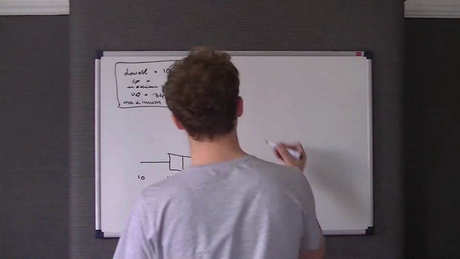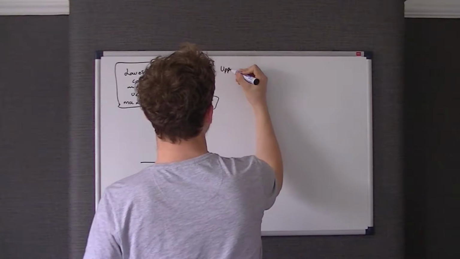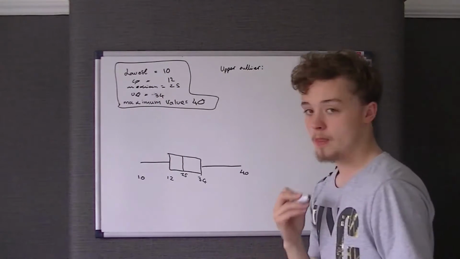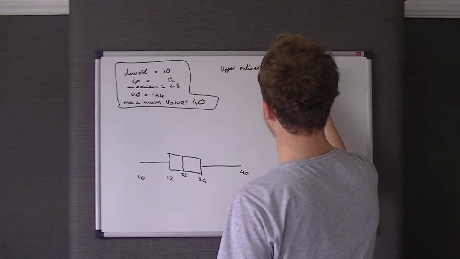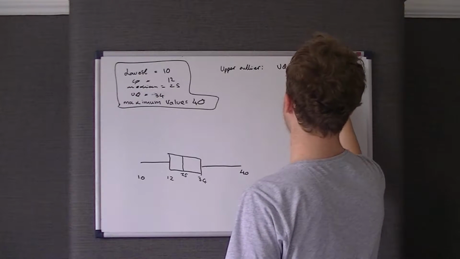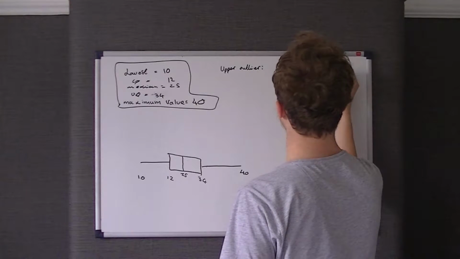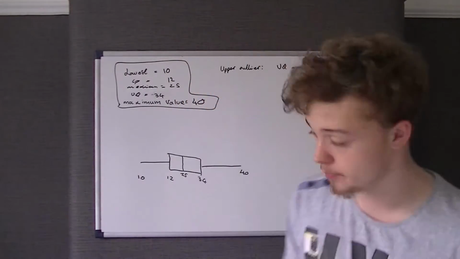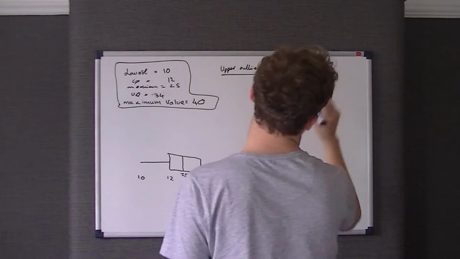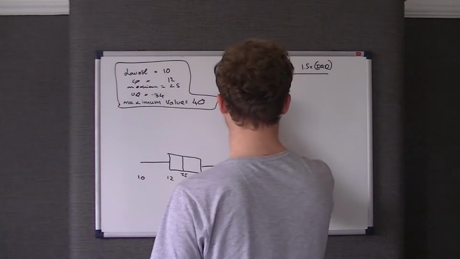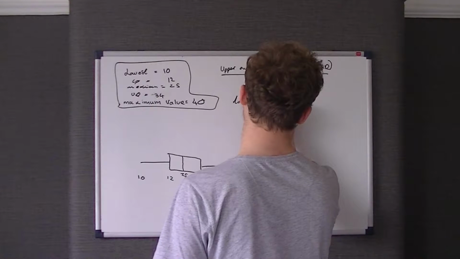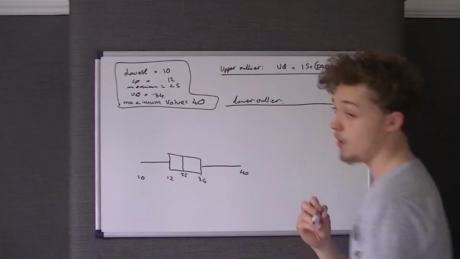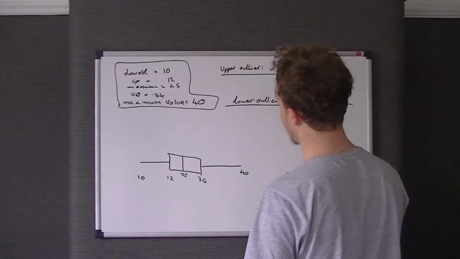Okay, so the two formulas you need to know: the upper outlier is the upper quartile, UQ, plus 1.5 times the IQR. And obviously, you know the IQR is the interquartile range, which is upper quartile take lower quartile, but hopefully I don't need to say that to you. So that's the upper outlier. And the lower outlier uses a similar thing. As I said, for the upper outlier, any value above the upper quartile plus 1.5 times the IQR is considered to be an outlier. So anything greater than that is an outlier.